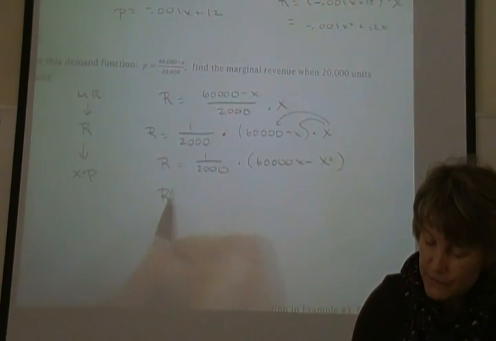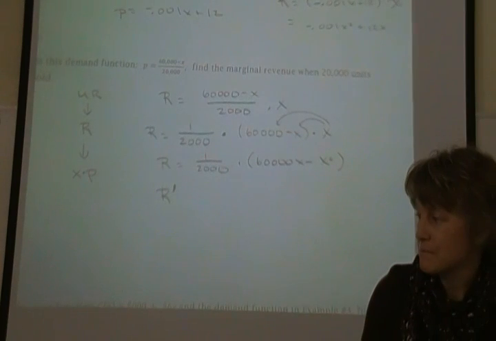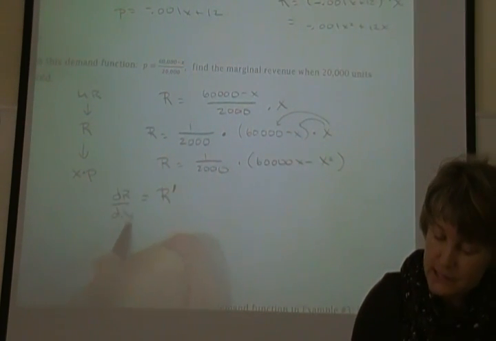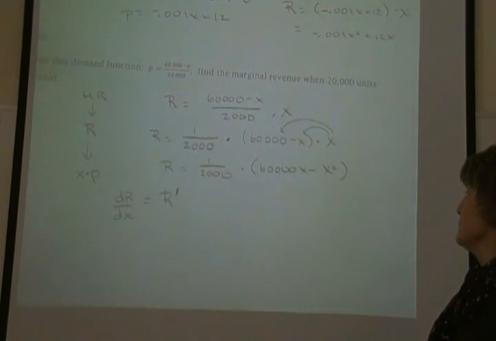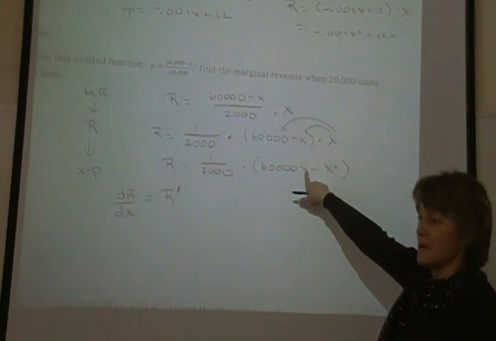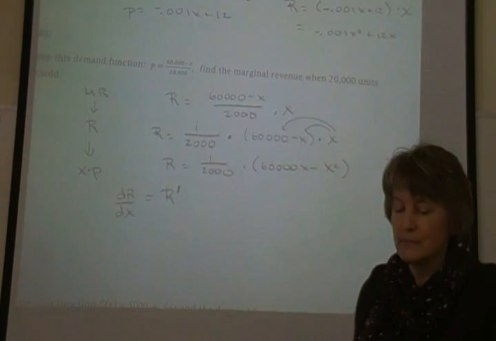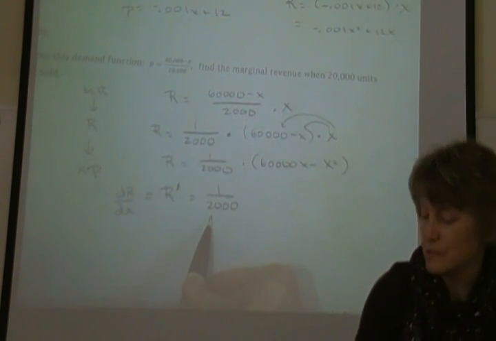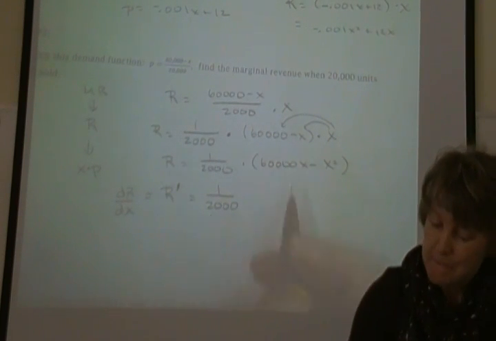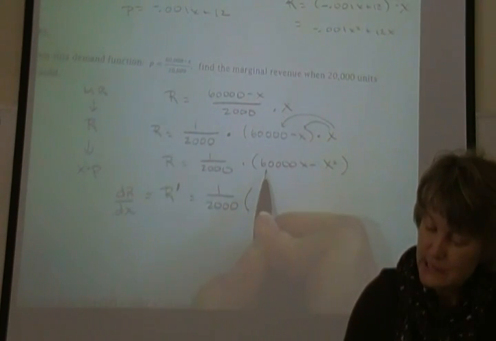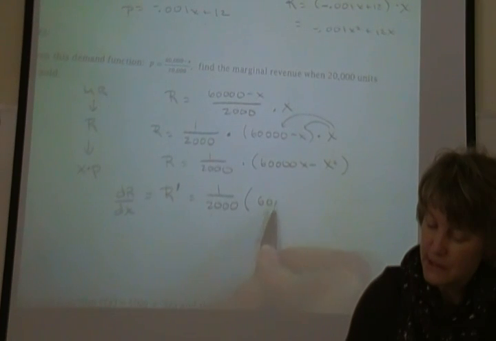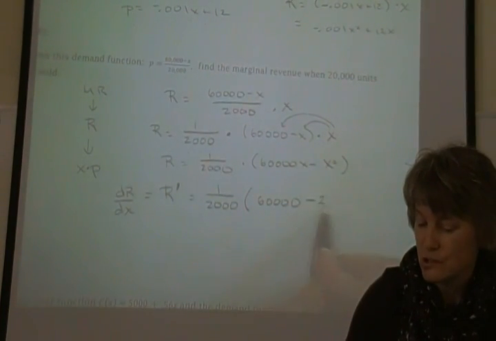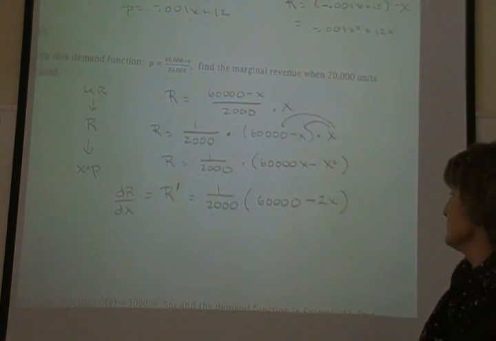So my derivative is, I'll call it R prime, or if you prefer, you can call it dR/dx, the derivative of revenue with respect to this variable, x. And I end up with 1 over 2,000, because that's a constant multiple, it just stays there. Take the derivative of 60,000x, which is 60,000. Take the derivative of x squared, which is 2x.